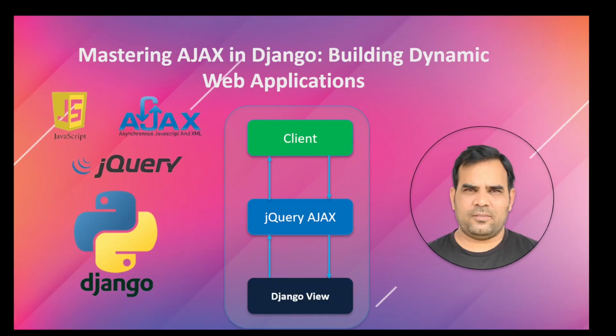In this video, I will guide you through the process of building dynamic web applications using AJAX in Django, especially focusing on a practical example, a blog app. AJAX allows us to create seamless user experiences by enabling asynchronous communication between the client and server. It means that without needing to reload the entire page, we can update our web page dynamically.